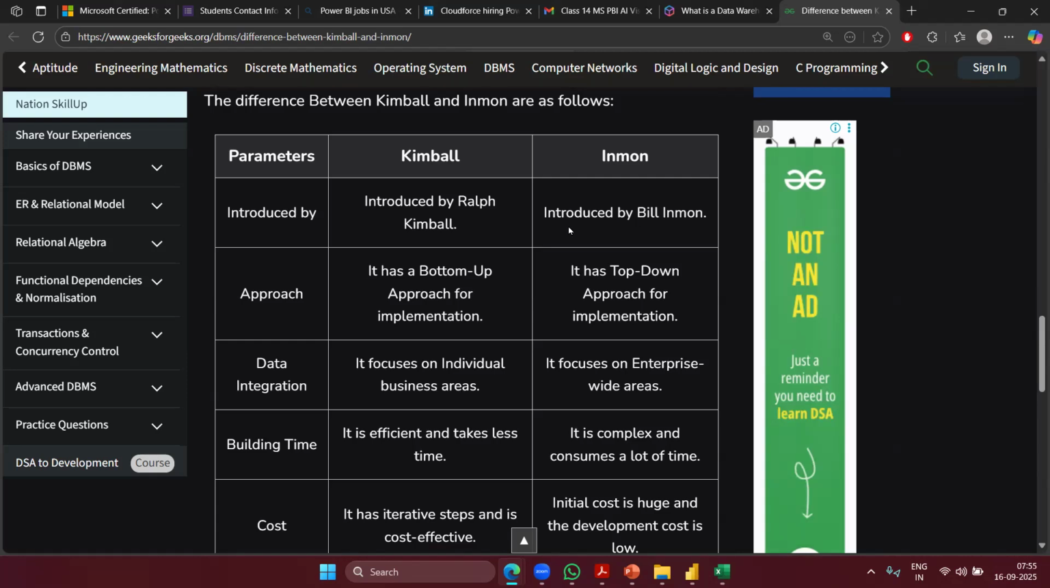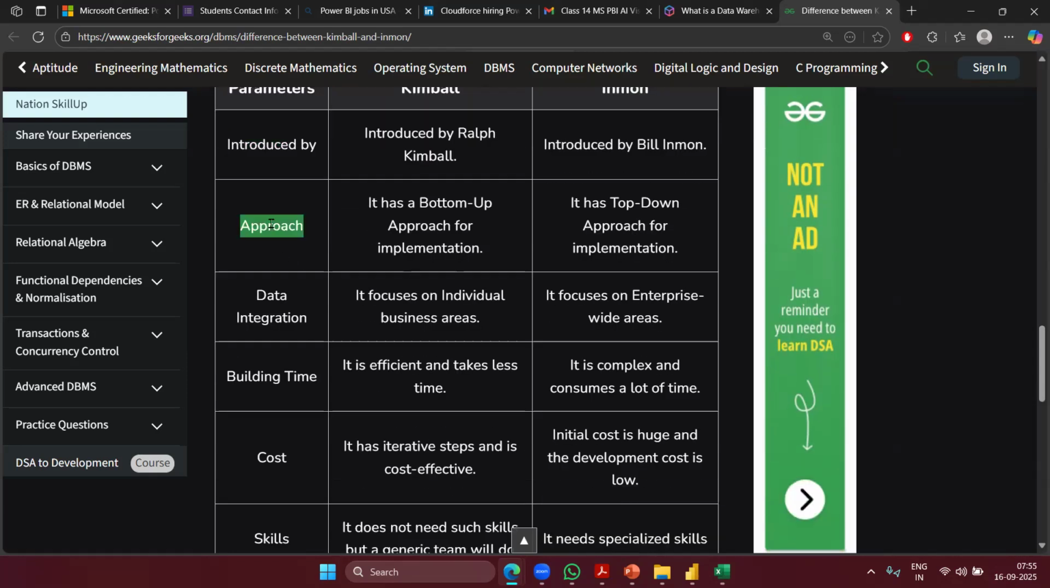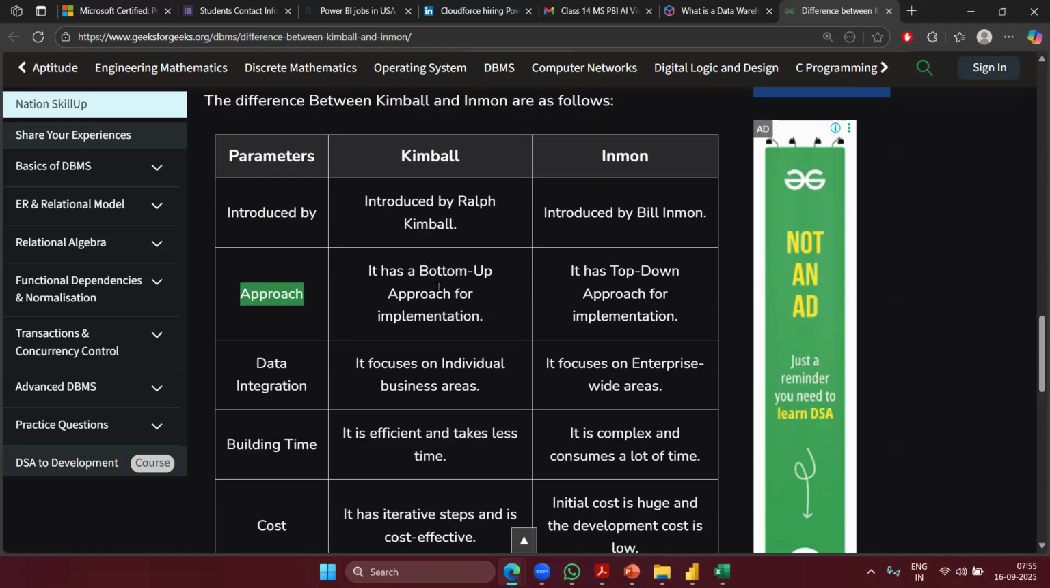Because I just want to show you a couple more important topics, right? So if you see here, introduced by Ralph Kimball and Bill Inmon, their names. This is very important. What is the approach? When you say Kimball's approach is a bottom-up approach implementation, that means in the organization, we are building a data mart for each and every department from the bottom, and then we are integrating going to the top. So that's why it is called bottom-up approach.